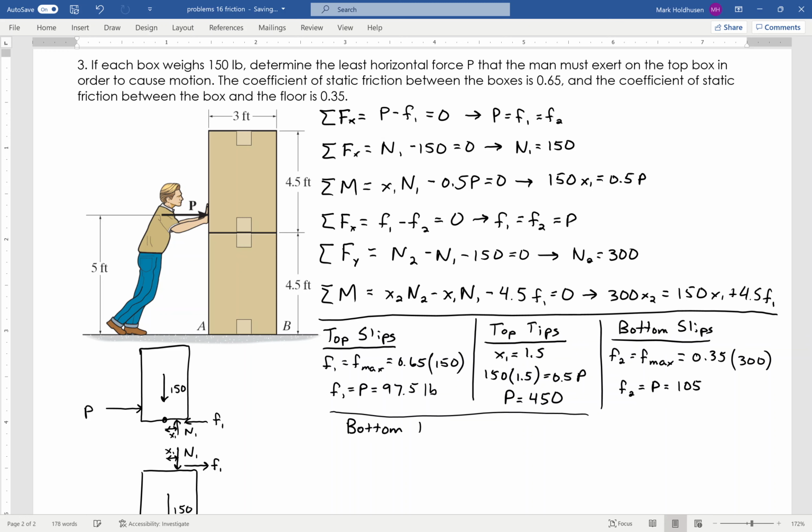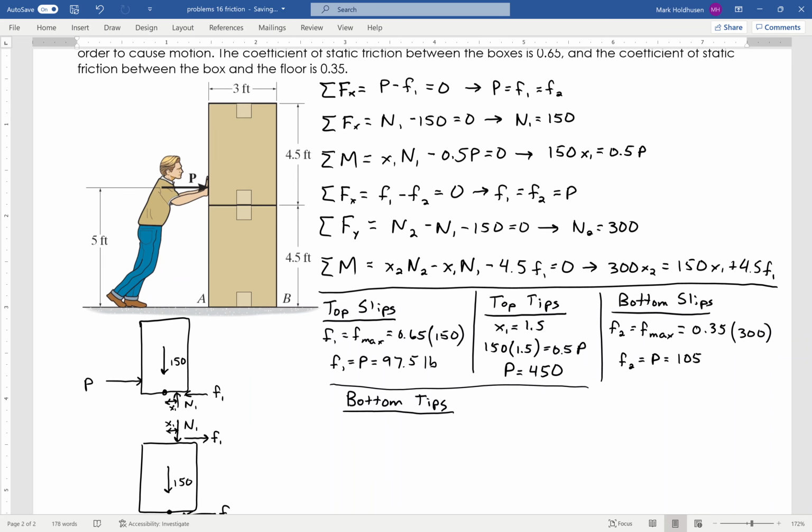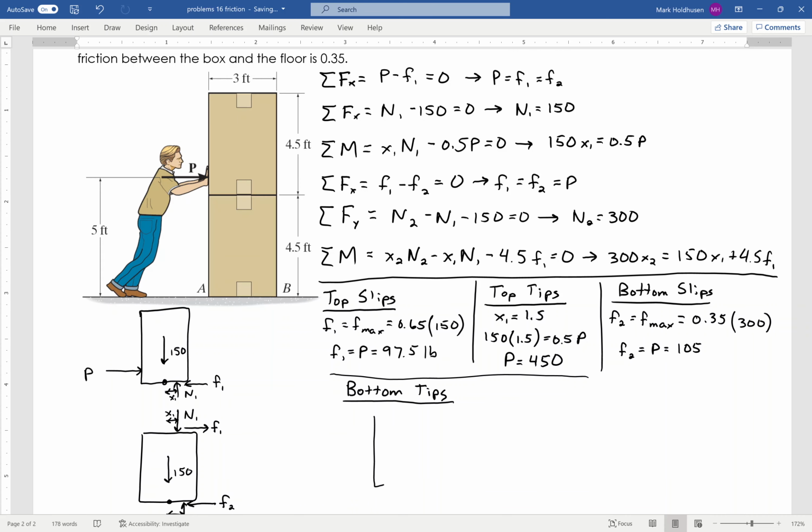The easiest way to think about this is to rethink what's going on. If the bottom is tipping, this is what the free body diagram looks like. It's going to be one thing with P pushing right here and 300 straight down. It's basically acting as one body here. N is going to be way over here. That is N2, and F2 will be like this. So it's probably easier to think about it that way. If that bottom tips, N is going to be over at the corner there.